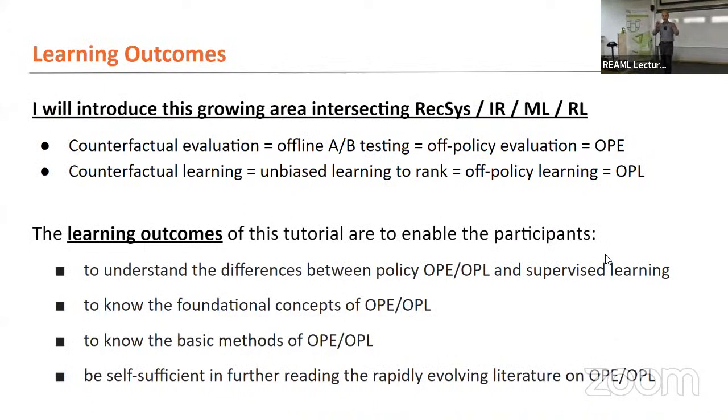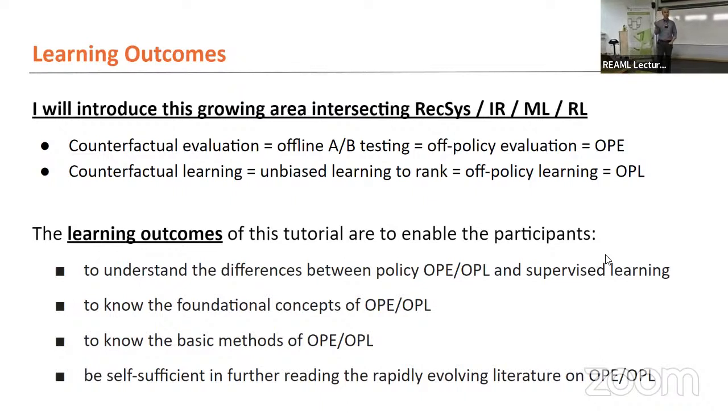I'll introduce this intersection between recommender systems, information retrieval, machine learning, and reinforcement learning. Depending on where you come from, you will know it under different names. In information retrieval, it is called counterfactual evaluation and learning. In recommender systems and industrial settings, they call it offline A/B testing, and unbiased learning to rank. Off-policy evaluation or off-policy learning if you're coming from a reinforcement learning background. It's all more or less the same stuff. To keep it short, I'll call OPE the evaluation problem, and OPL the learning problem.